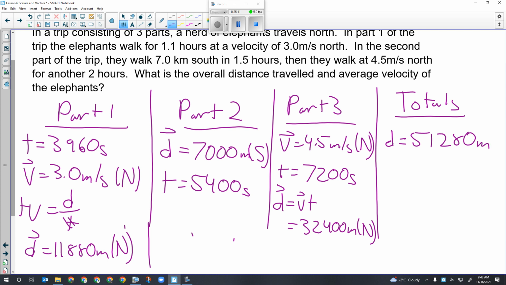Can I use that number for the next part? I cannot. That is a scalar quantity. It's distance. They want velocity. Okay? Average velocity is total displacement divided by total time. So now direction matters, at least for the displacement. Okay? So I go 11,880 meters north, 7,000 meters south, and 32,400 meters north. Okay? So when I do my math to get my total displacement, what's it going to look like?